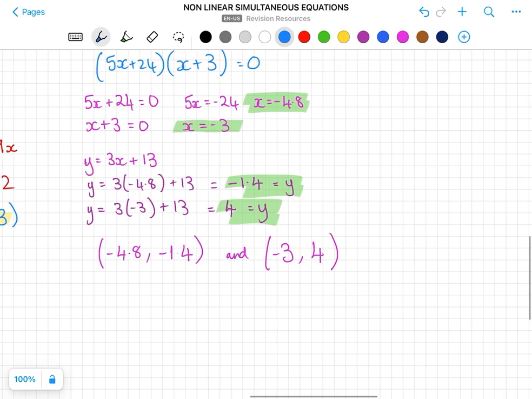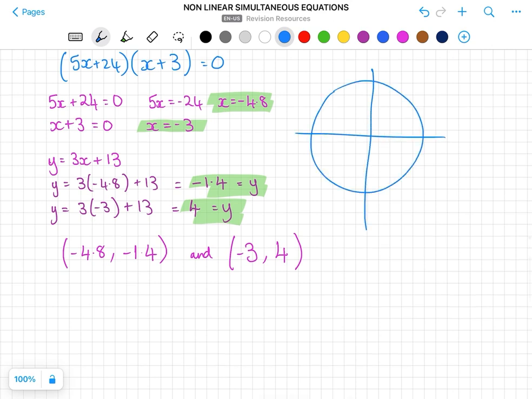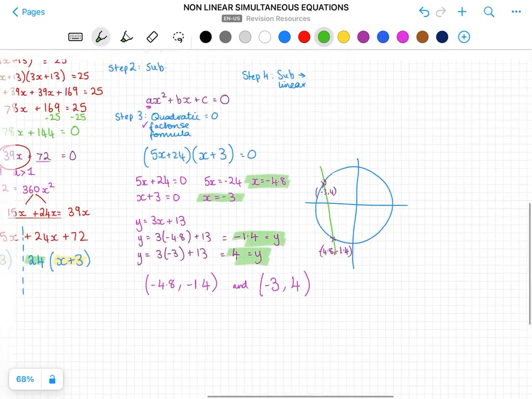So let's link this back to our graph that we looked at right at the beginning. We know that our straight line crosses our circle at coordinates minus 3, 4, and minus 4.8, minus 1.4. So graphically speaking, that's the purpose of what we've just been doing, to find the coordinates of the intersection.